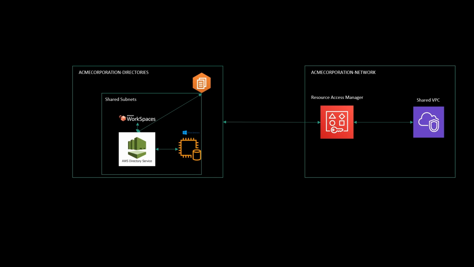So the network account will have a VPC created by Control Tower, and we can then share the public subnets, and if we wanted to, the private subnets of that through a resource share in Resource Access Manager. And then the directories account will use that when configuring WorkSpaces, Directory Service and EC2.